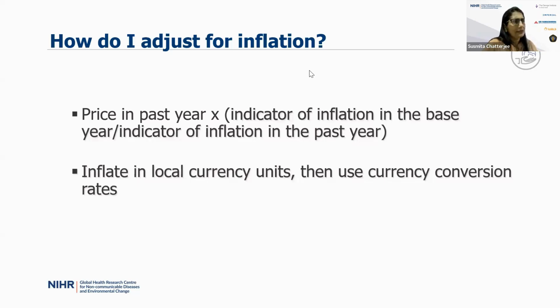I'm sure some of you, if not all of you, have heard about consumer price index. Consumer price index is basically an index which captures the changes in the price over the year. Every country will have a consumer price index for all commodities that the country produces. So you have what we call CPI. Every country will have that information, so you basically need that.